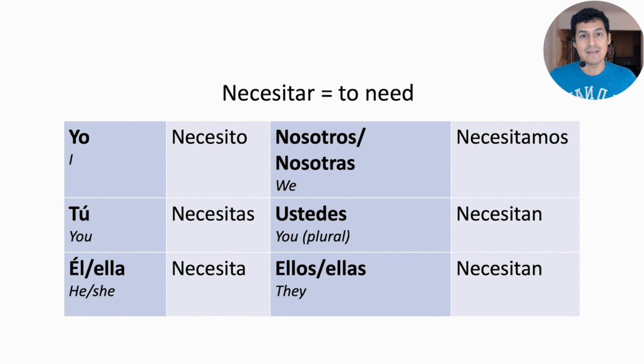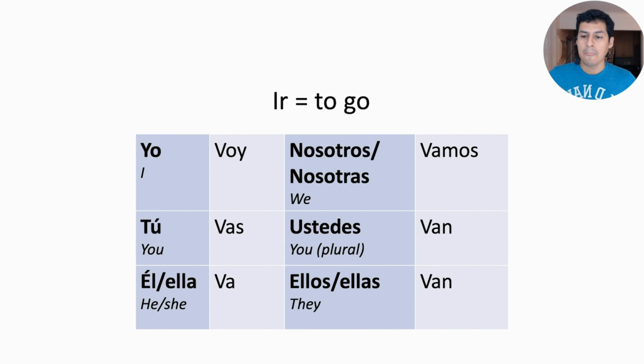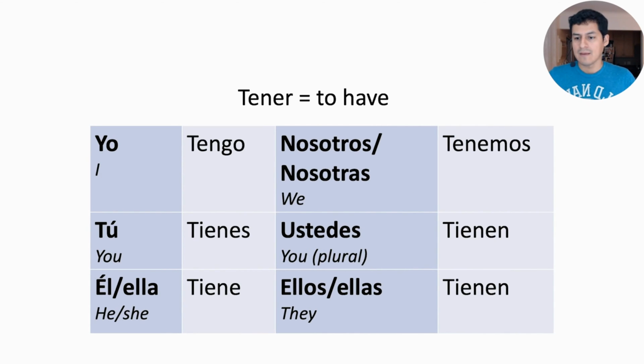El verbo necesitar. Yo necesito, tú necesitas, él, ella necesita, nosotros necesitamos, ustedes necesitan, ellos, ellas necesitan. El verbo ir. Yo voy, tú vas, él, ella va, nosotros vamos, ustedes, ellos, ellas van. Y el verbo tener. Yo tengo, tú tienes, él, ella tiene, nosotros tenemos, ellos, ellas, ustedes tienen.